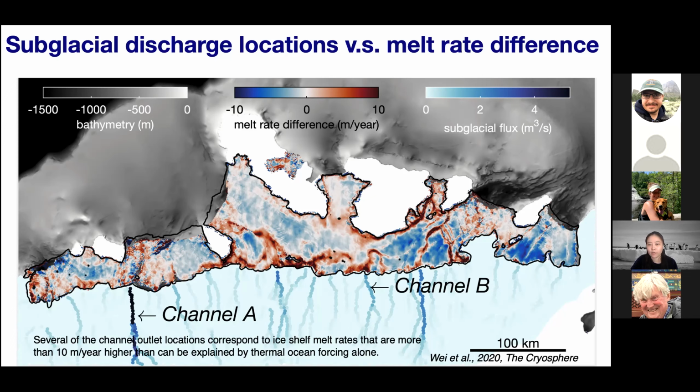Channel A near Grant Island has the largest channelized relative discharge rate at about 5 meter-cube per second, while the channel outlets near the grounding line between Kani and the Duncan Peninsula have relative discharge ranging between 1 and 2 meter cube per second. And these channel outlets and the relative discharge match up with ice shelf melt rates that are more than 10 meters per year.